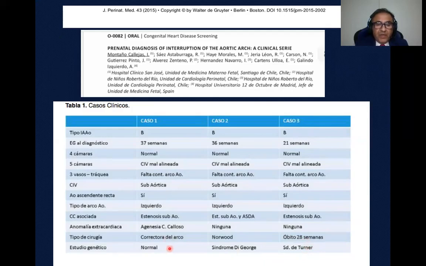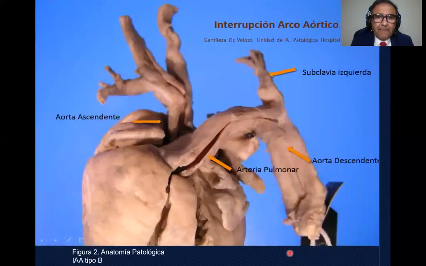The first case had genetic testing that was normal. The second case had a 22q11 deletion, and the third case was Turner syndrome. We have an anatomical specimen of a type B interrupted aortic arch, and we can see that the interruption is between the left carotid artery and the left subclavian artery.